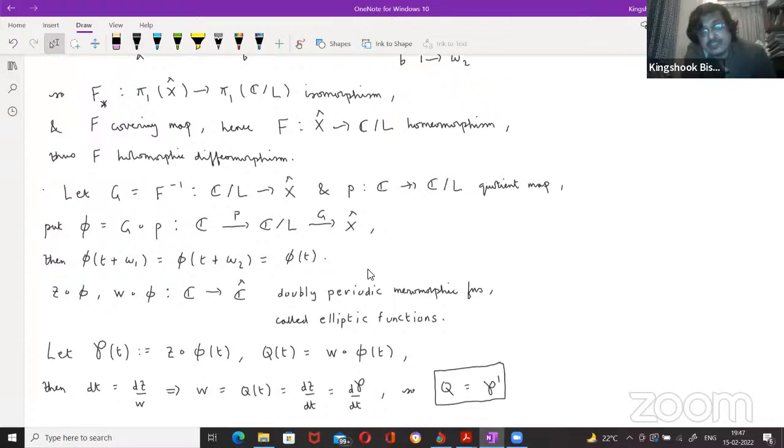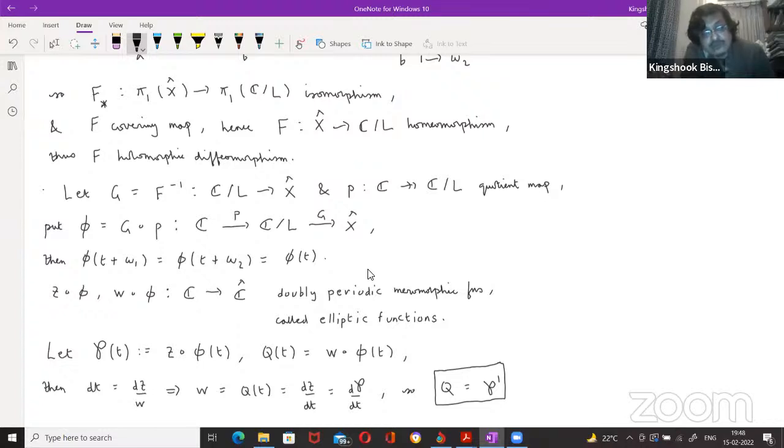And I let P be the quotient map from C to C modulo L. Now I do the same thing that I did before. I look at phi, which is the composition of G with P. So this goes from C to C modulo L, and then from C modulo L to the algebraic curve X hat. So because phi factors through the quotient map, phi is going to be a doubly periodic map. So that means phi of T plus omega 1 and phi of T plus omega 2 will both be equal to phi of T, because this is true for the quotient map.